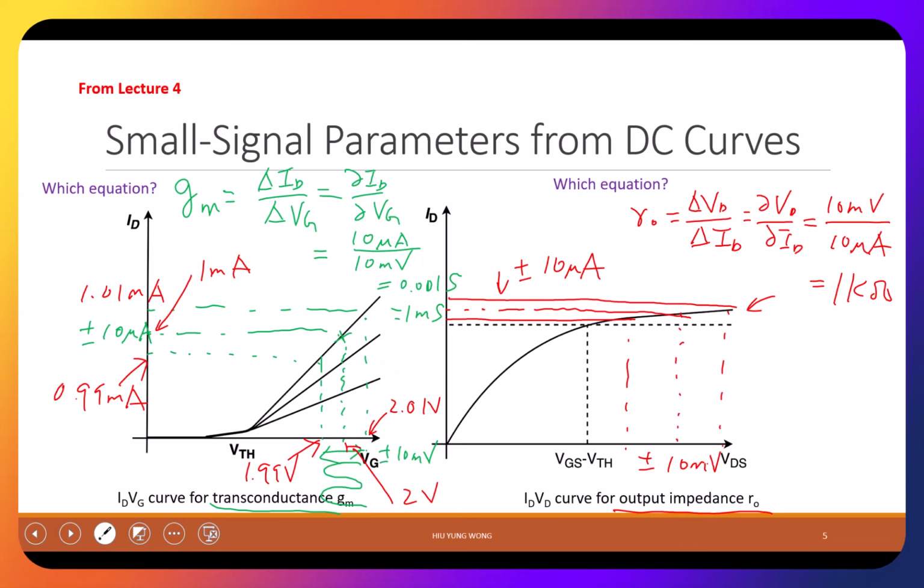Right? And you can imagine, let's say I bias my drain voltage at this point. Then the slope will be different. The GM will be different. Right? So this tells you that when you DC bias it at different voltages, you have different small signal parameters. Okay?